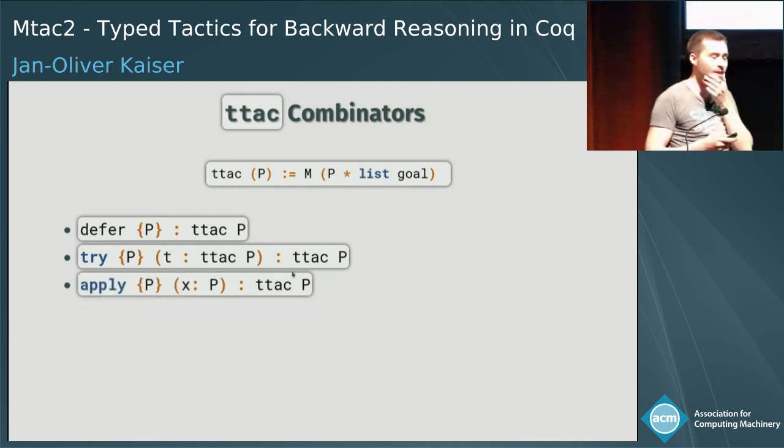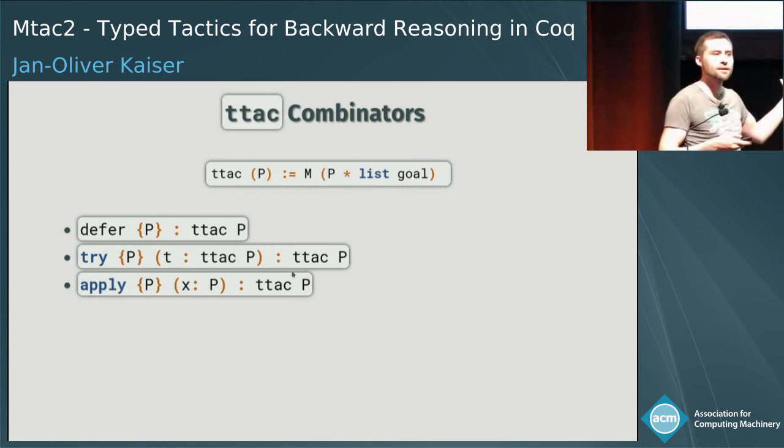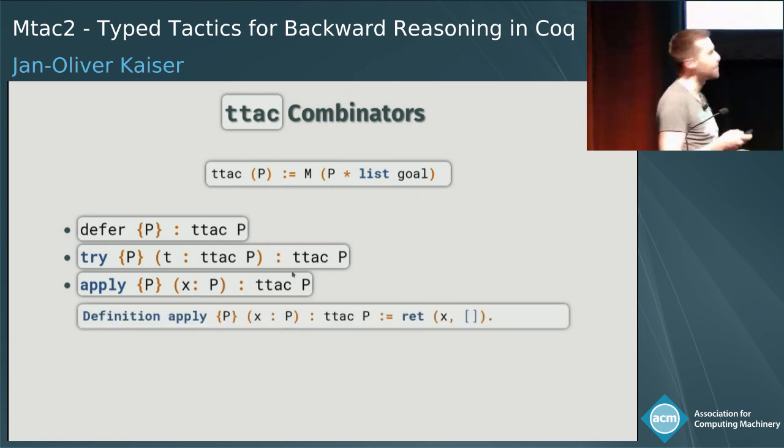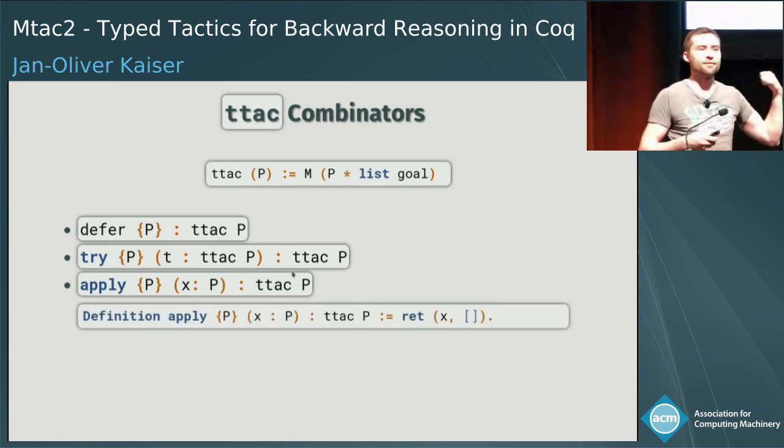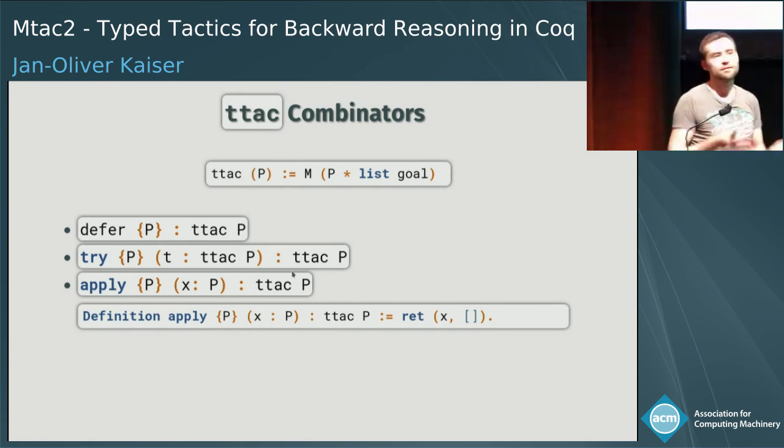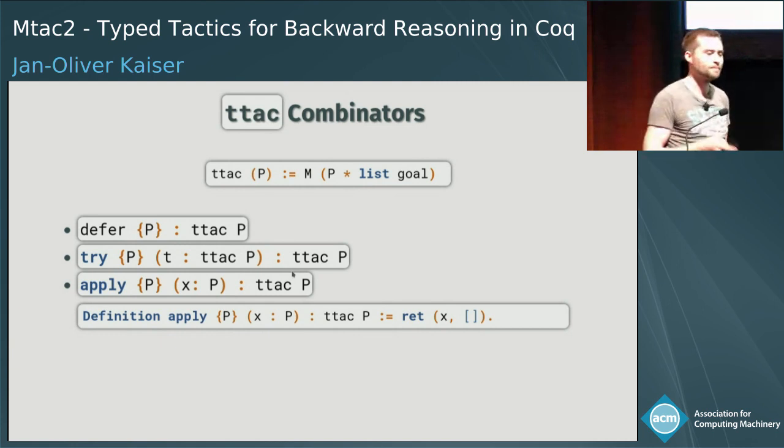Now, more interestingly, let's look at apply, right? So apply takes a proof of some proposition P and claims to produce a type tactic of type P. And the implementation couldn't be simpler. We already have a proof, right? So we simply return that, and since we haven't deferred anything, the list of dynamically spawned subgoals is empty.